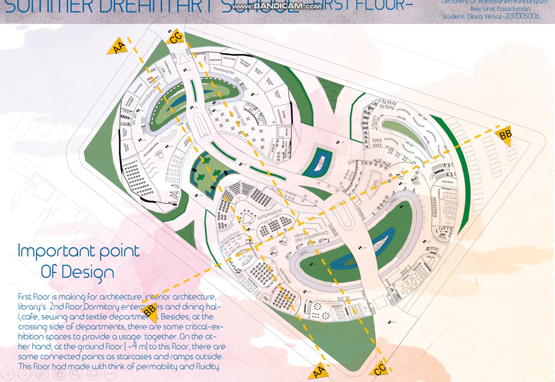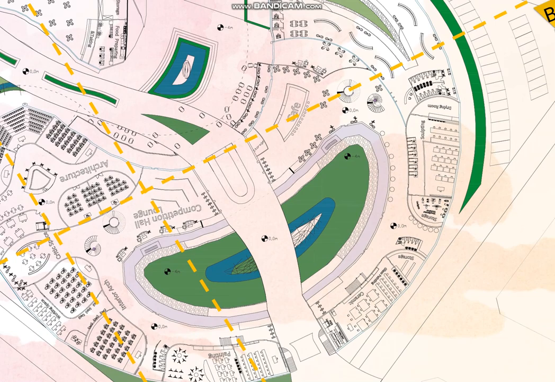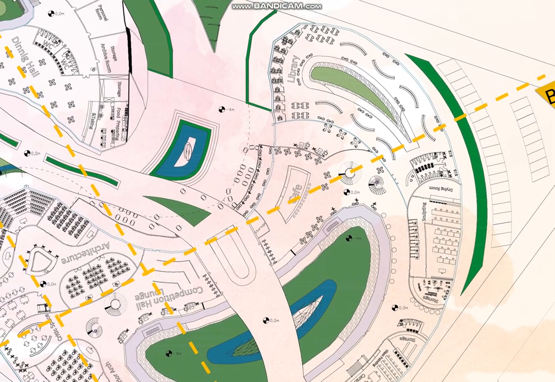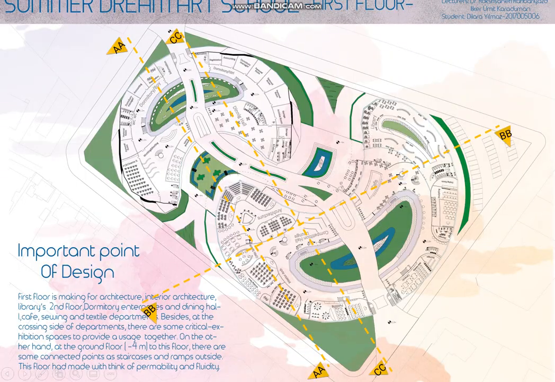And it is my first floor now. The first floor is made for architecture, interior architecture, libraries. Second floor, dormitory entrances and dining hall, cafe, saving and textile departments. Besides, at the cross side of the departments, there are some critical exhibition spaces to provide a use together. On the other hand, from the ground floor, minus 4 meters, to this floor, there are some connected points as staircases and ramps outside. This floor was made with permeability and fluidity in mind. As you can see, there are some critic spaces, some exhibition spaces here, and library, and the cafe also here, and the dormitory part here.